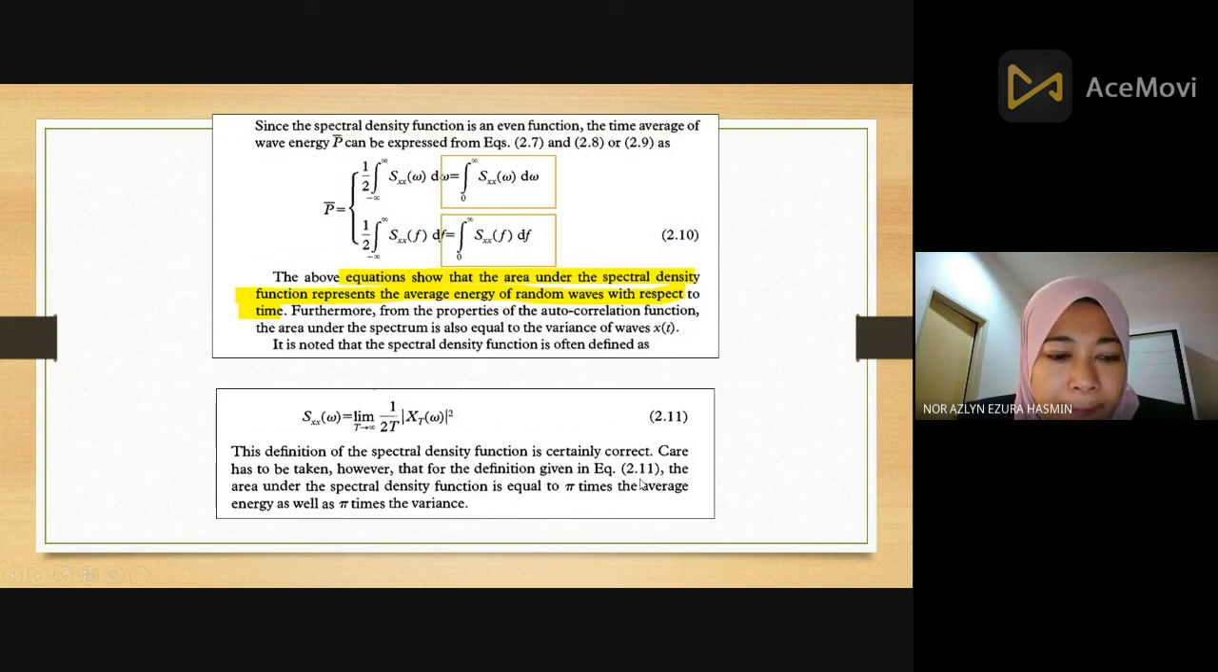Based on our brief explanations just now, that's all we can share with you about the spectral density function, and we hope that everyone will get something from the input that we shared.